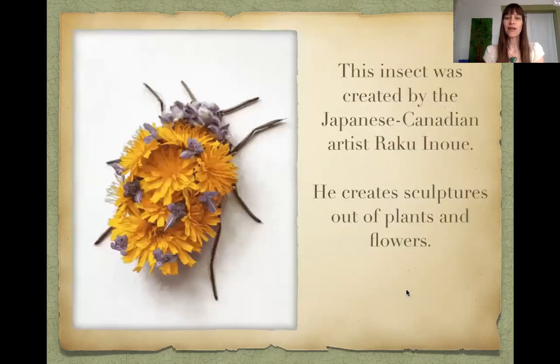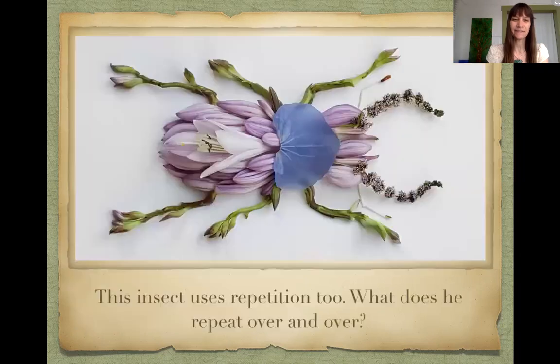This insect was created by Japanese-Canadian artist Raku Inuo. He creates sculptures out of plants and flowers. Wow, look at that bug made out of flowers. Oh, it's beautiful. Those look like dandelions. This insect uses repetition too. What does he repeat over and over?